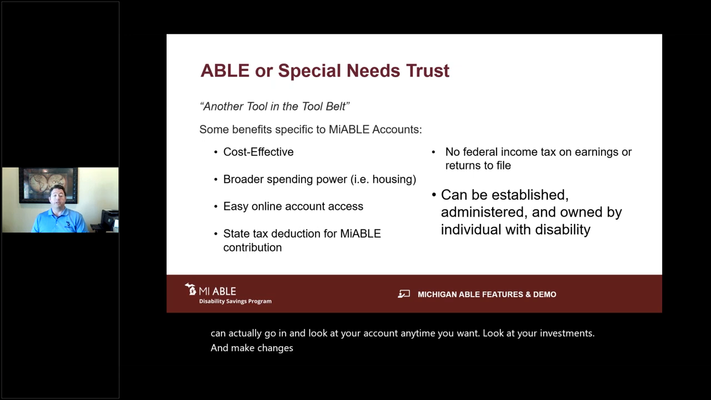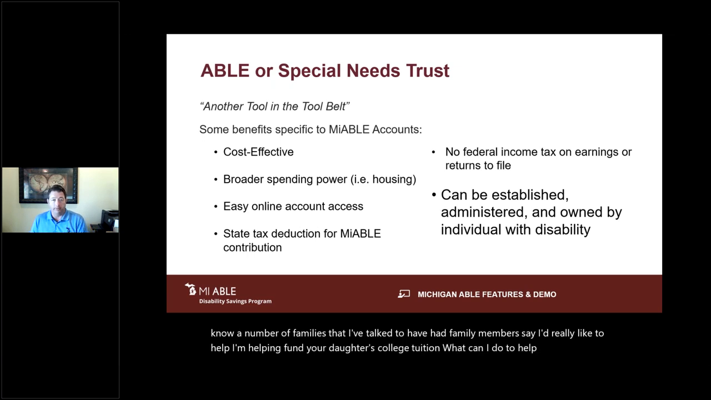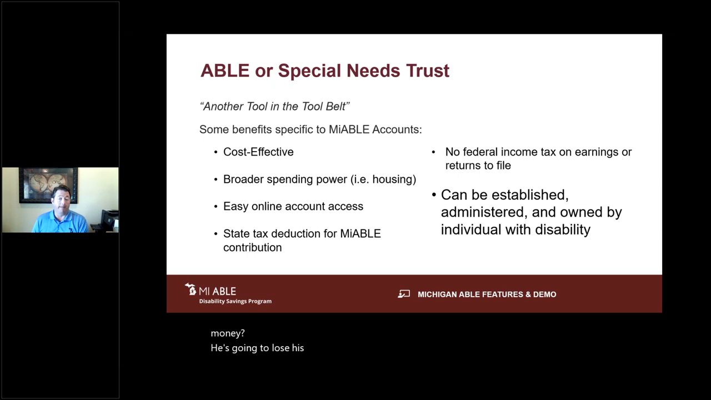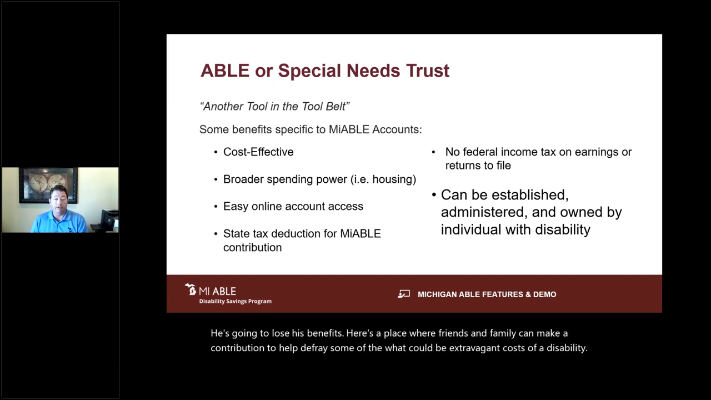to those investments. There's a state tax deduction for ABLE contributions, which really helps encourage friends, family, teachers to make contributions. I know a number of families that I've talked to have had family members say, I'd really like to help, I'm helping fund your daughter's college tuition. What can I do to help your son who happens to have a disability? And a lot of families say nothing, because if you give him money, he's going to lose his benefits. Here's a place where friends and family can make a contribution to help defray some of what can be extravagant costs of a disability, and you don't have to worry about losing eligibility.